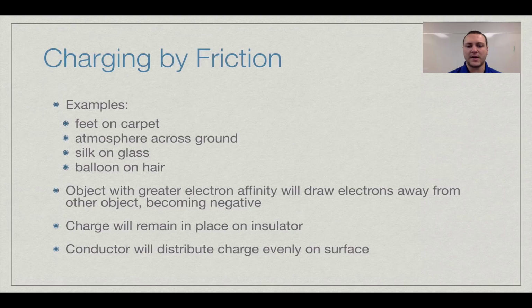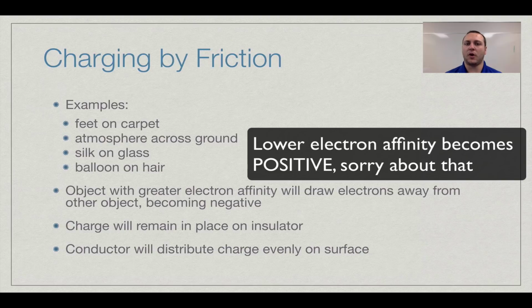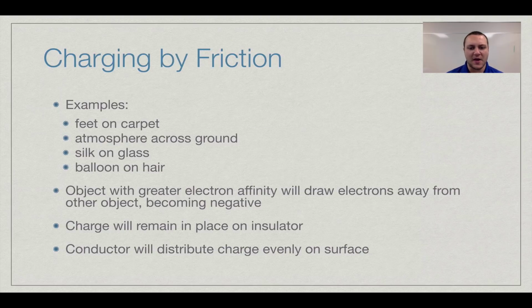If it has the lower affinity, it's more willing to give up electrons to gain a positive charge. So as a result, the object with the greater electron affinity becomes negative, the object with the lower electron affinity becomes positive. And whether it's a conductor or an insulator matters, depending on your objects there. If you charge by friction and you have an insulator, because insulators don't allow those charges to move once they get to it, it's going to be a point where all of those charges sit.